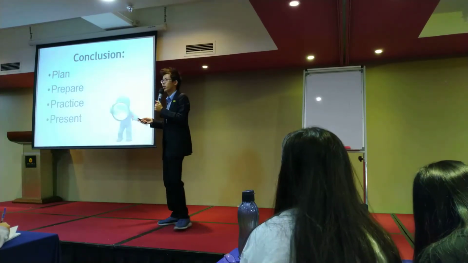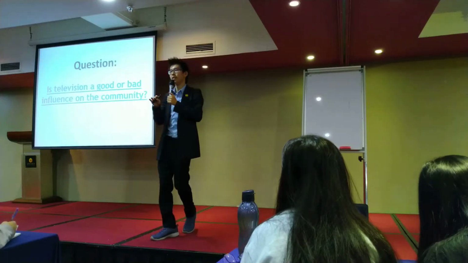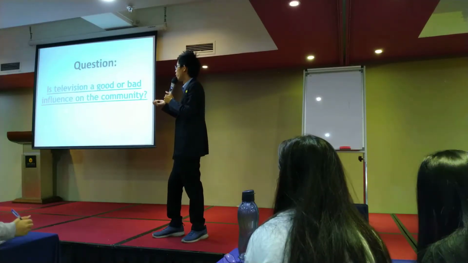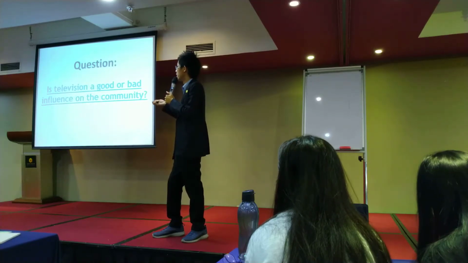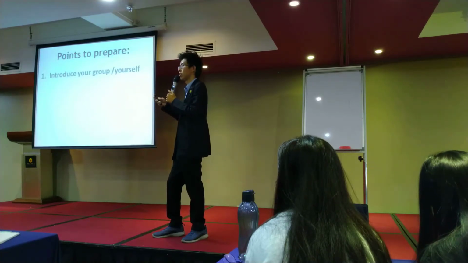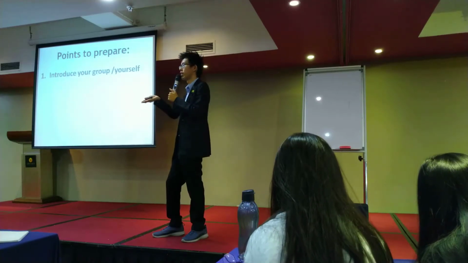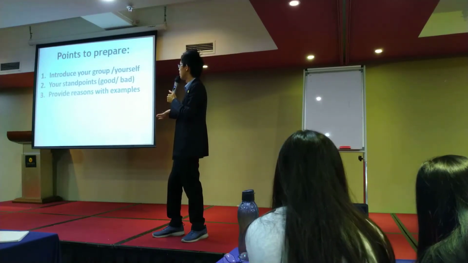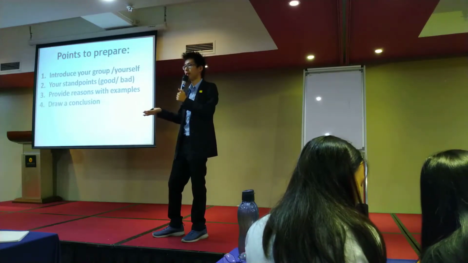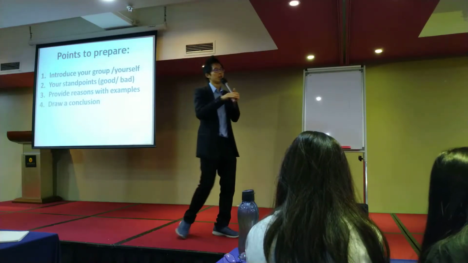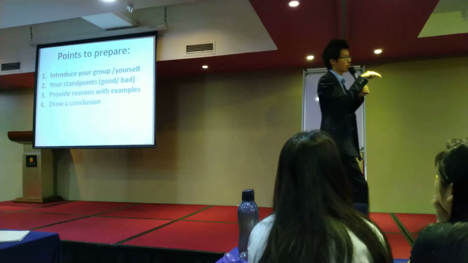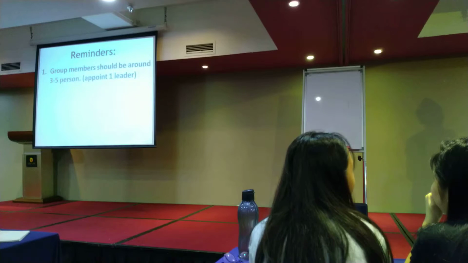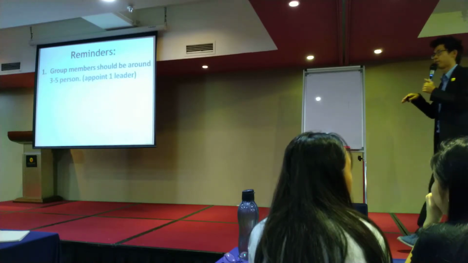So later our question would be, this is a very easy question, not that hard: establishing a good or bad influence on the community. All right. The points to prepare: the first one is to introduce yourself and the group. This I covered last week, I repeat again. Your standpoints, provide reasons, draw a conclusion. You can assign these few criteria among your members. And the group must be 3 to 5 persons.